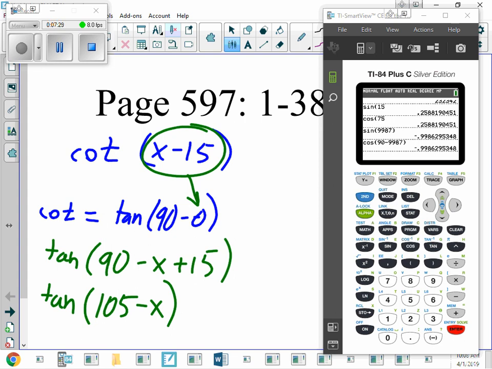Okay. Now, why do we care? Well, in calculus, sometimes doing calculus on tangent is way easier than doing calculus on cotangent. Or maybe doing calculus on sine ends up being easier than doing calculus on cosines. So if we have a cosine formula, we just change it into a sine formula, and it makes our life a lot easier.